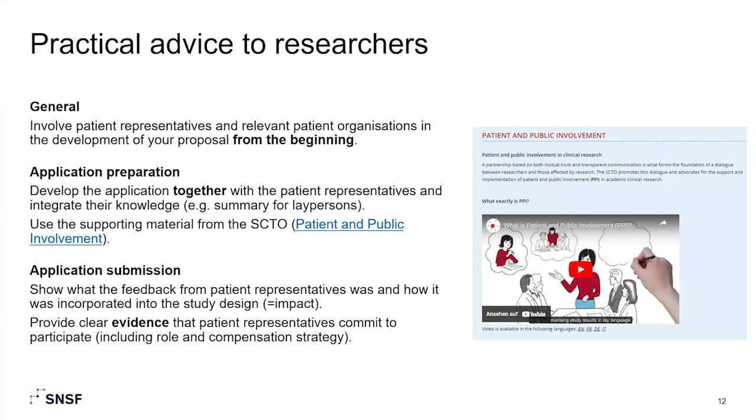You can also use the supporting material of the SCTO, which has been mentioned before. And this supporting material was based on the checklists that the SNF evaluators are using. So this could give you a very practical and clear hint on how to integrate PPI in your application preparation. And then during the submission, show what the feedback of the patient representative was and how it was incorporated in the study design, because this shows the impact that the study will have in the real world, and provide clear evidence that the patient representatives commit to participate. This includes their role in the study and also the compensation strategy.